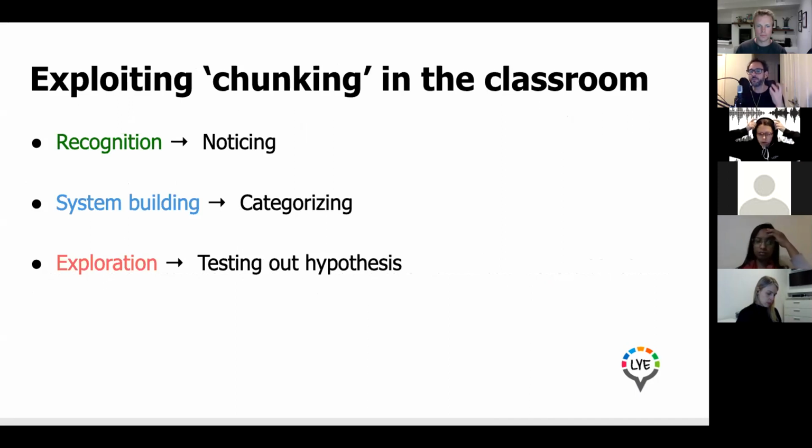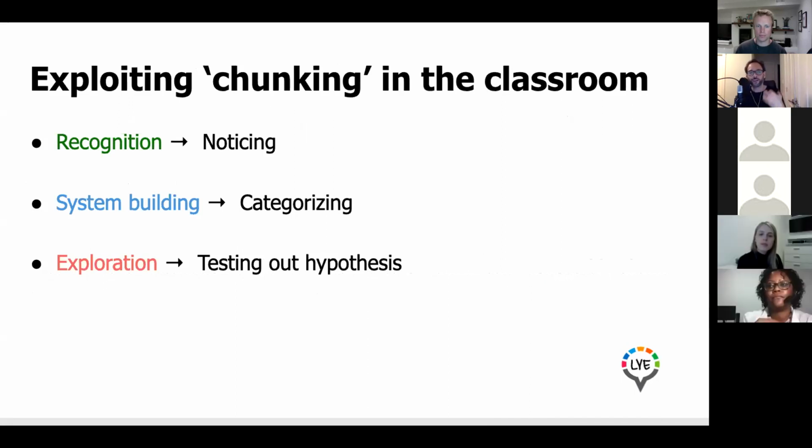So how can we explore chunking in the classroom? Again, we're going to go back to those 3 learning processes. The first one being recognition. Students have to listen and recognize where the speaker is ending his or her thought groups.